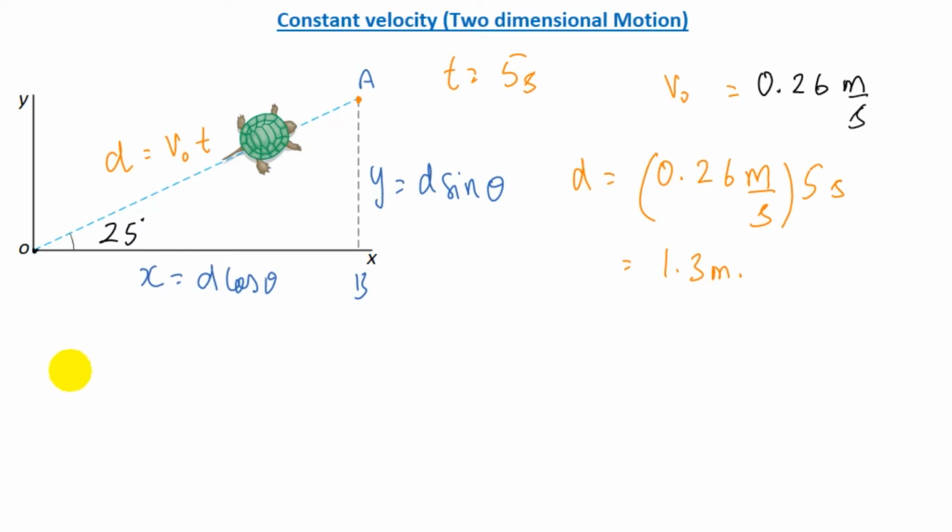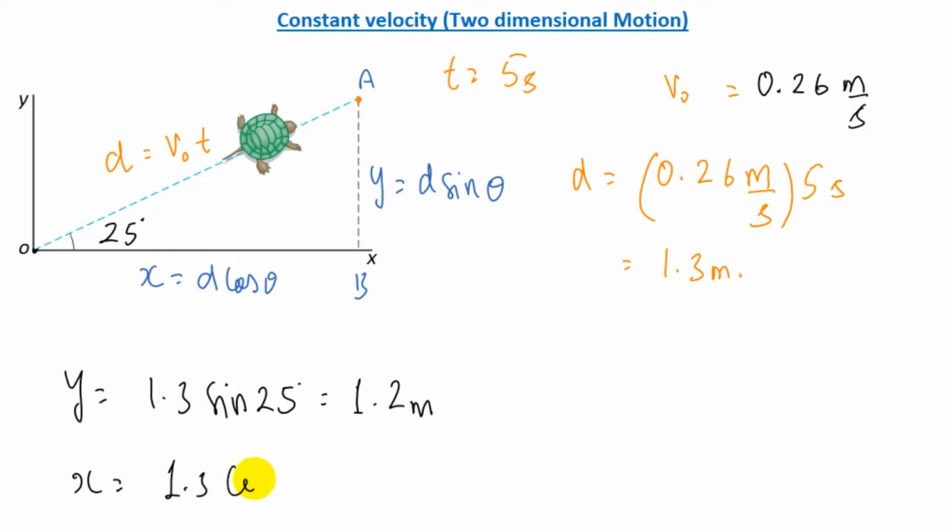Now it's pretty simple. We can find how much distance it has traveled in the y direction. So y would be d, which we have calculated to be 1.3, times sine theta, with theta 25 degrees. So that will be 0.55 meter, and similarly x will be 1.3, but this time cosine 25 degrees. So that will be 1.2 meter. Now, an alternative approach to solve this problem is to treat the x and y motion separately. So let's discuss this alternative approach now.